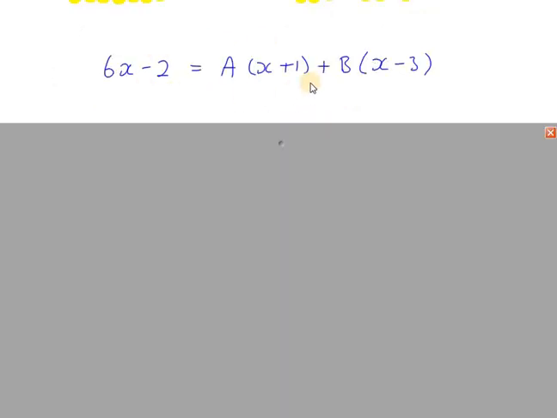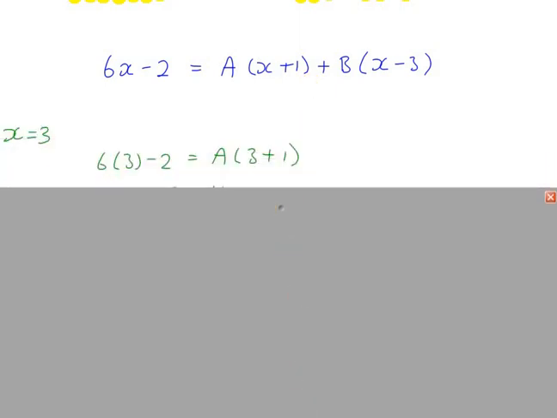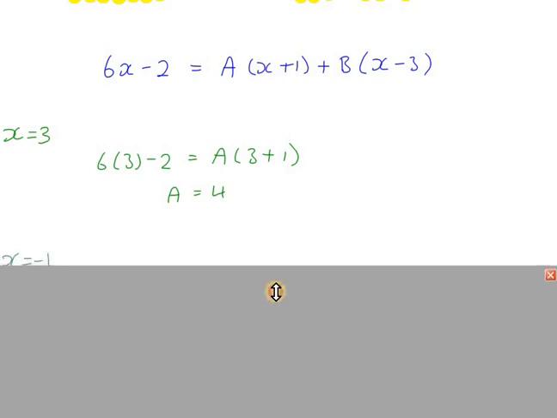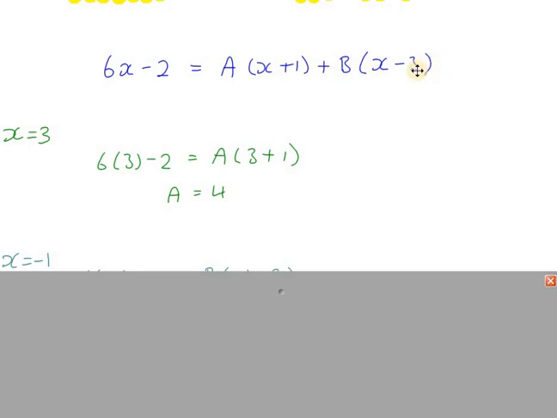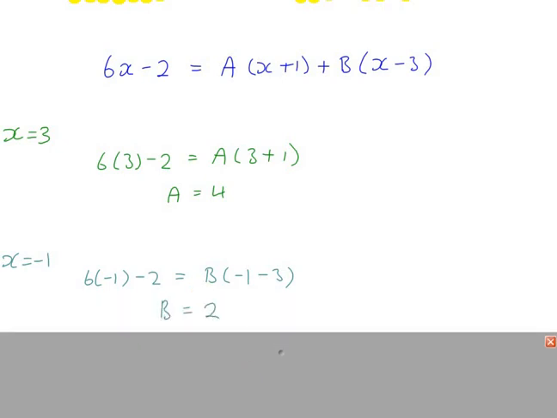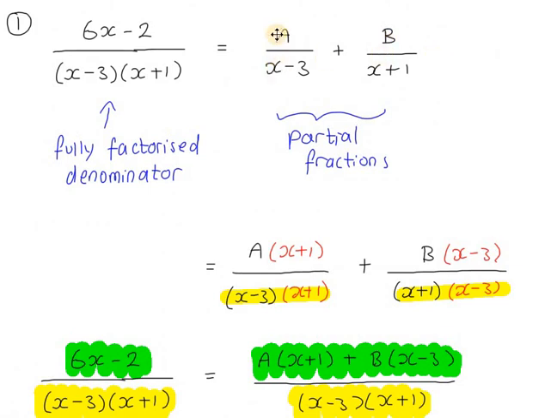So starting by equating the numerators to each other, we substitute in x equals 3, so we get rid of b, solve to work out a, and then we substitute in x equals minus 1 into all of this, and that eliminates a, and we can calculate b. And finally we substitute back in the a and b values that we've just worked out into our partial fractions, and we're done. And if you look at the original problem here, we've worked out what a and b are.